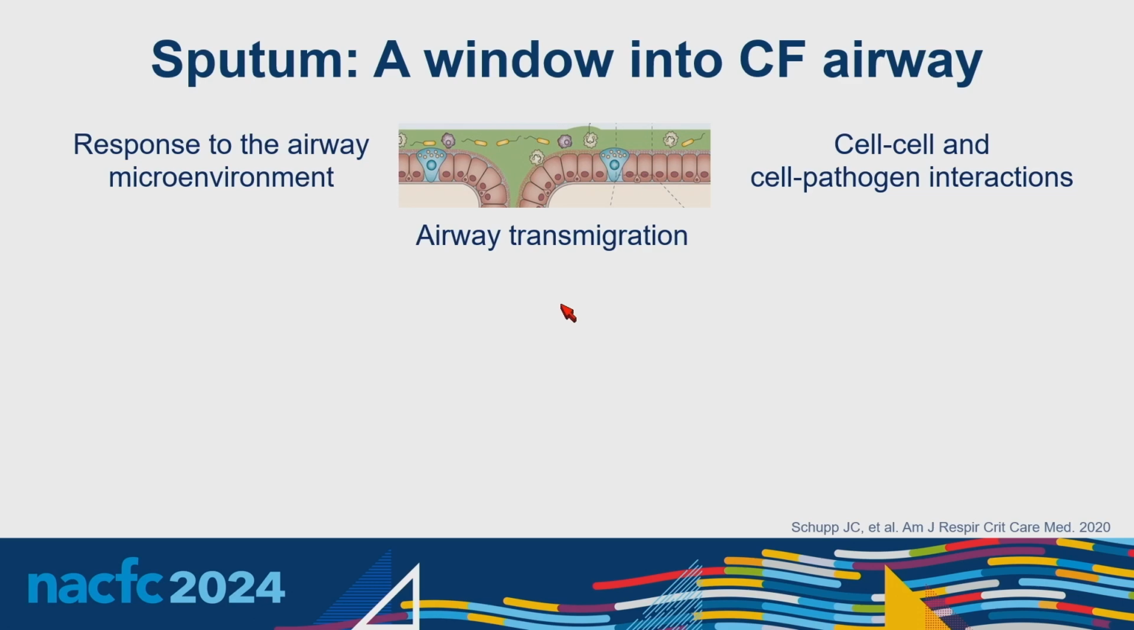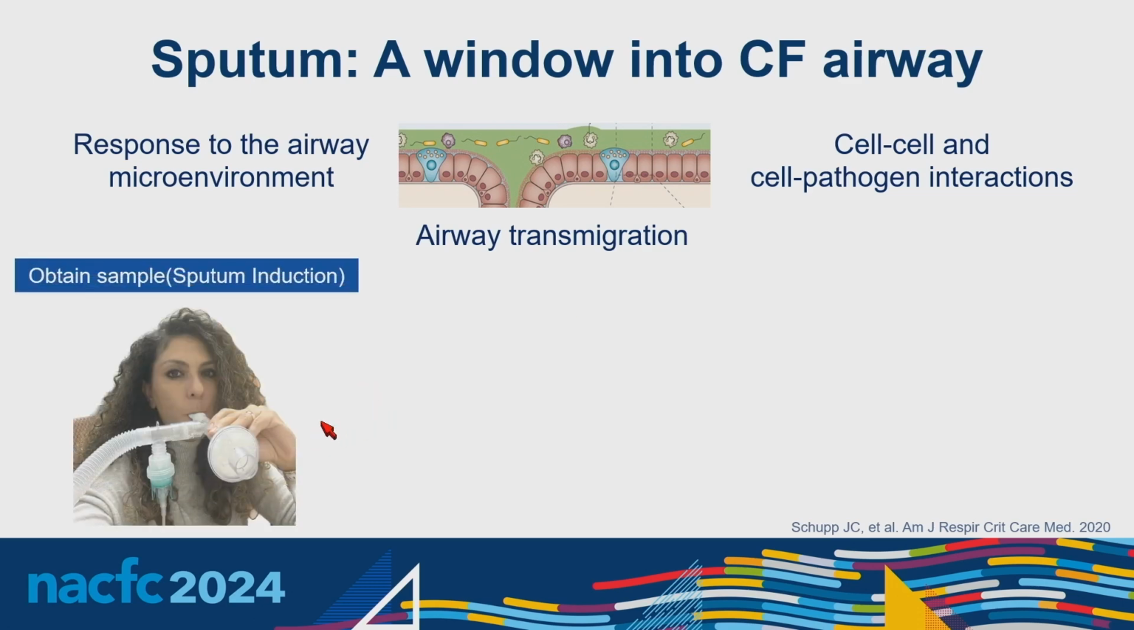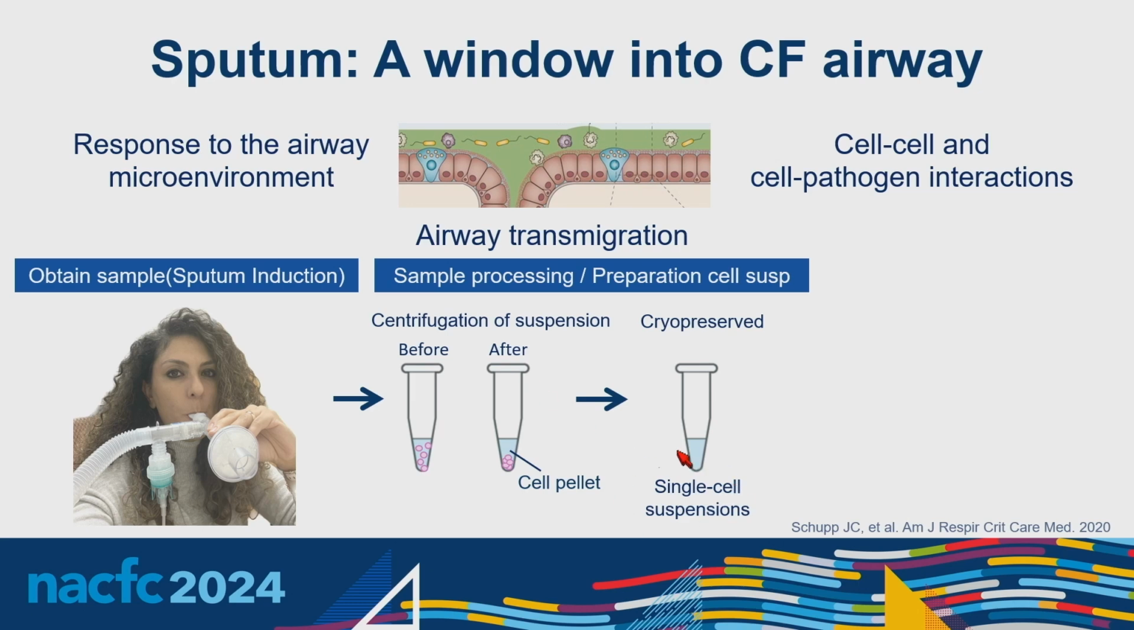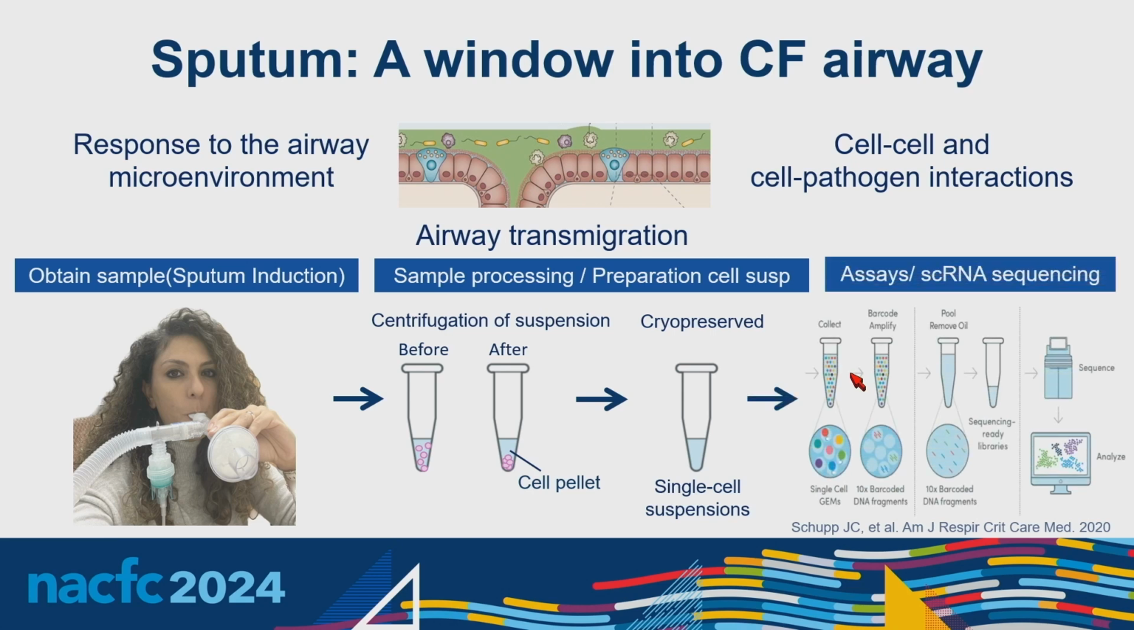So in this novel approach, they collected sputum samples from healthy controls and adult CF patients with a mean age of 35. The samples were processed to prepare single-cell suspensions and stored cryopreserved. At the time of assay, samples were thawed and utilized in a droplet-based single-cell RNA sequencing to get the mRNA expression profile of the cells present in sputum.